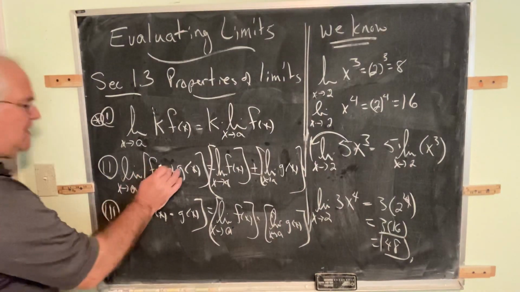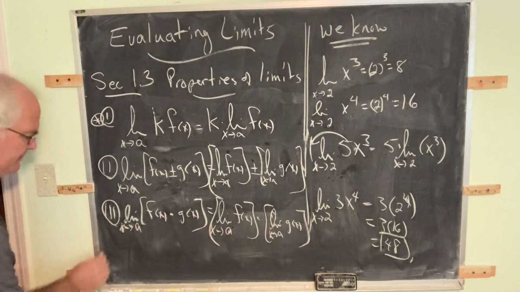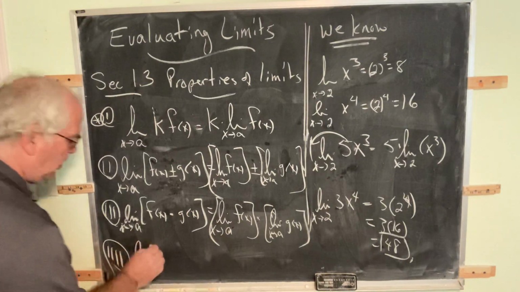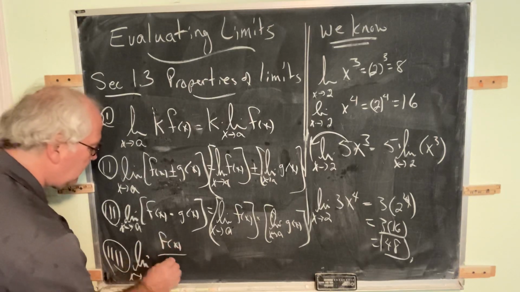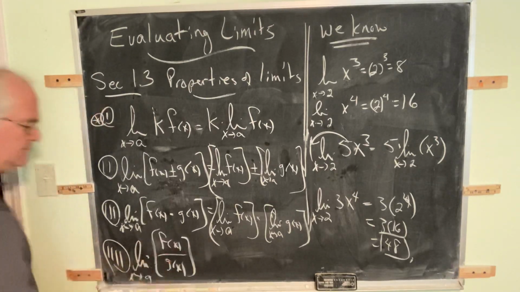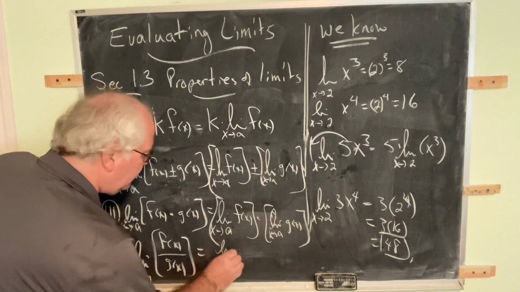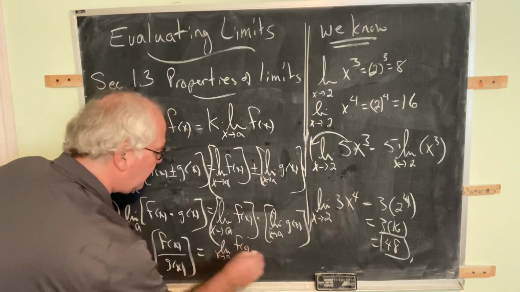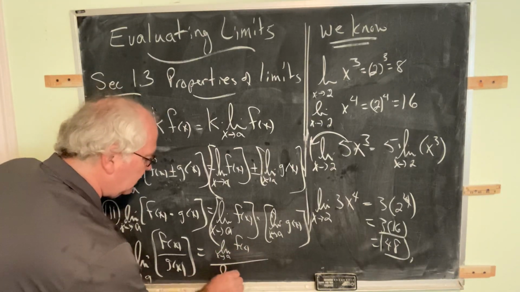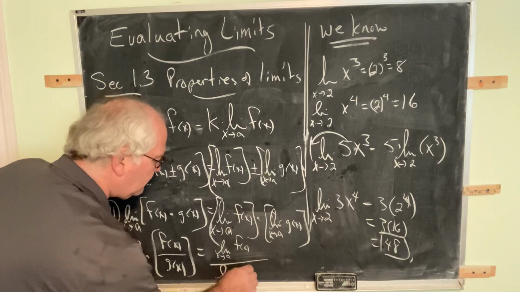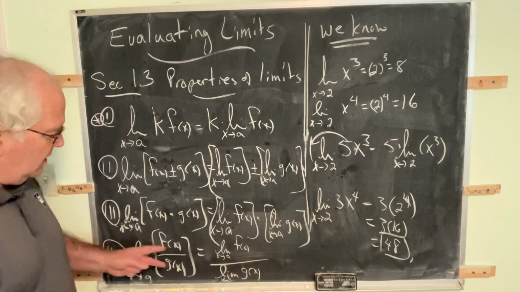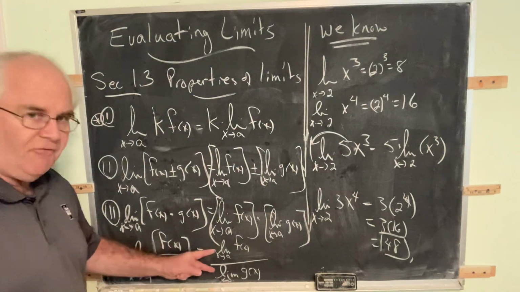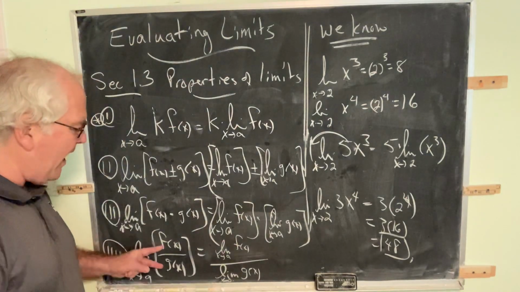And if it works for add, if it works for subtract, if it works for multiply, it seems like it ought to work for divide. And it turns out it does. The limit of a fraction is the limit of the top divided by the limit of the bottom. The limit of the fraction is the fraction of the limits.